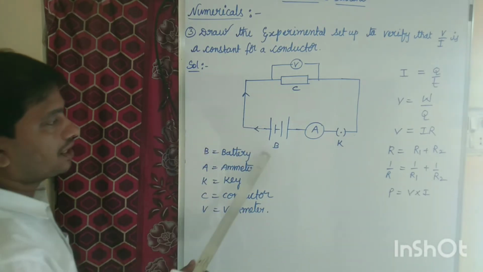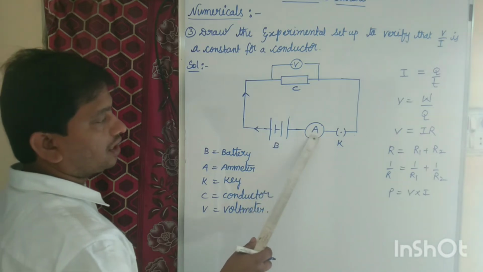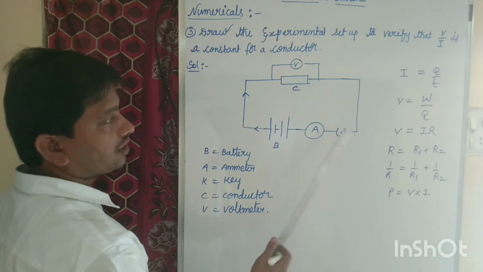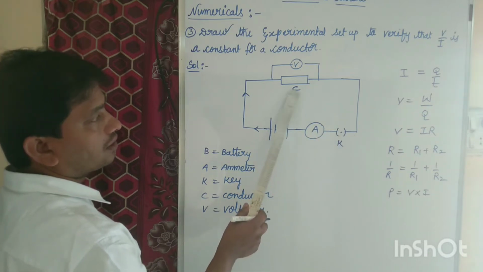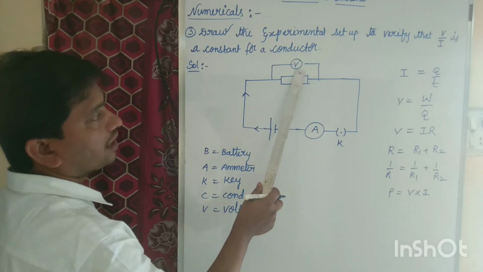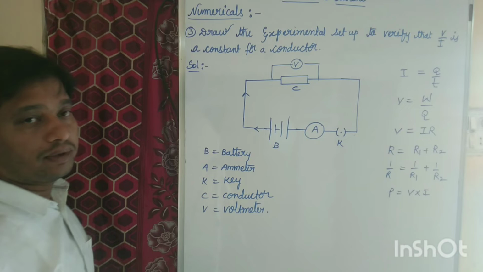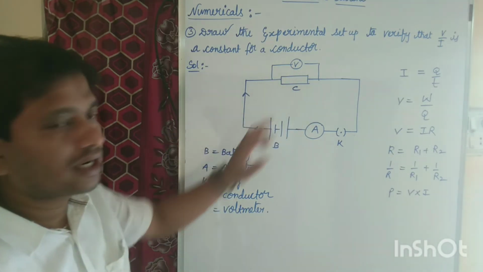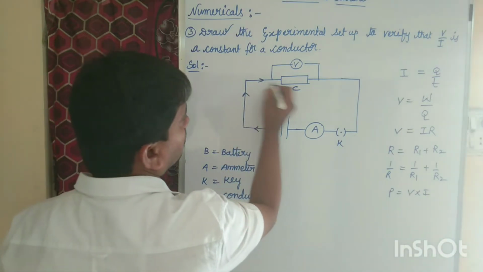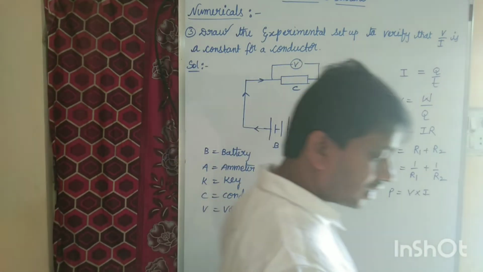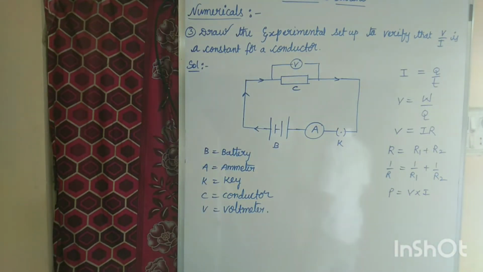B stands for battery, A is ammeter which is used to measure electric current, K is switch on, switch off. We have kept here conductor and how much current is maintained between ends of the conductor, that can be measured by using voltmeter. Voltmeter, which is used to measure the potential difference between the ends of the conductor. As the current is flowing in this manner, right? This is the circuit diagram to set up V by I is a constant for a given conductor.